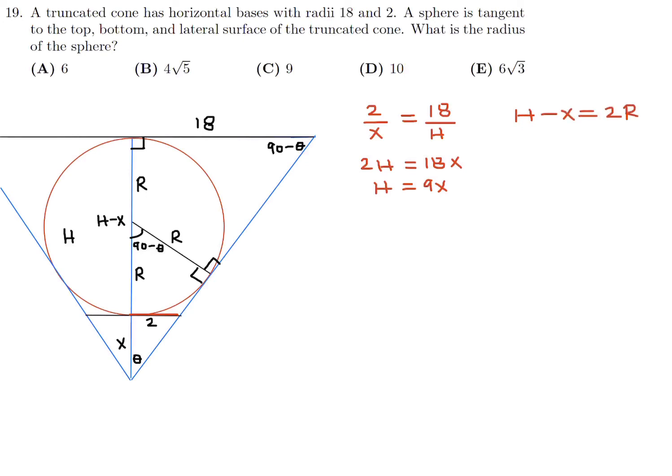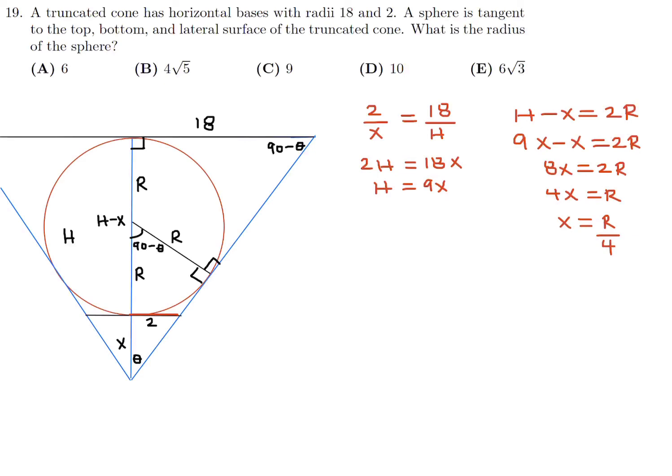All right? Now, I'm going to try to get everything in terms of r because that's what I want to calculate. So I'll put this into here. I've got 9x minus x is equal to 2r. And therefore 8x is equal to 2r. 4x is equal to r, like that. Or x is equal to r over 4.